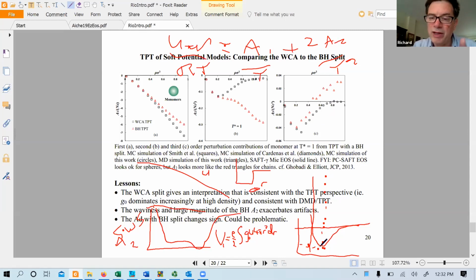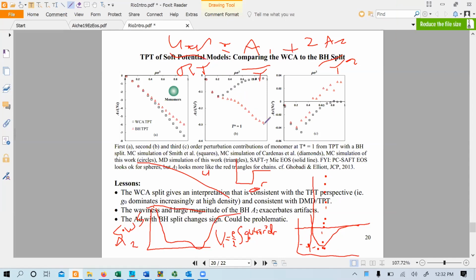But in the WCA split, it's just flat there. So motions of the molecule don't change the energy at all as you go to high density. And that's why it's a shoulder. So that's why there's a shoulder for the Barker-Henderson split. Oh, okay. Now I got it.